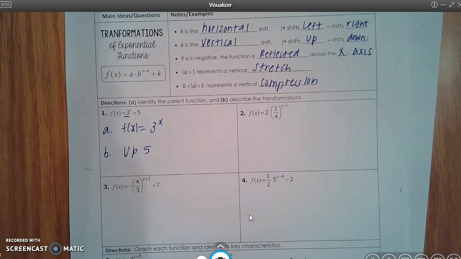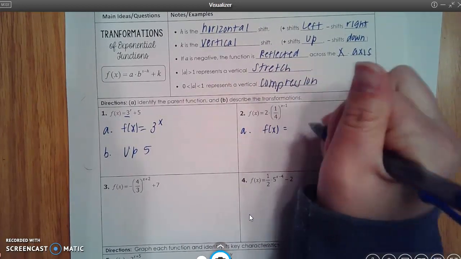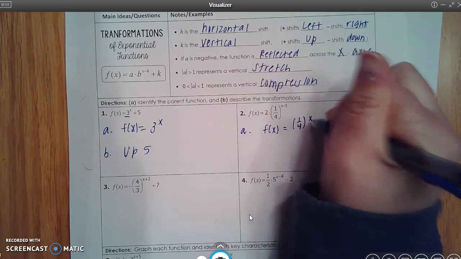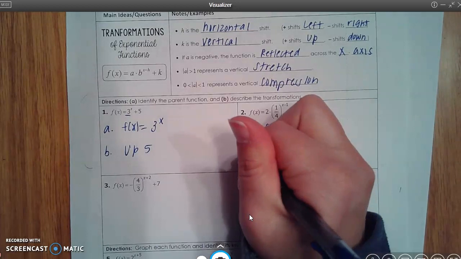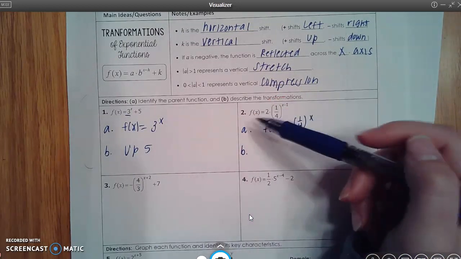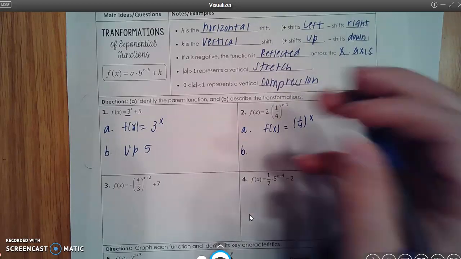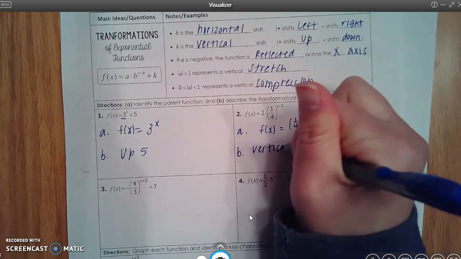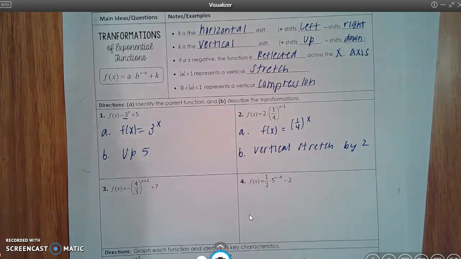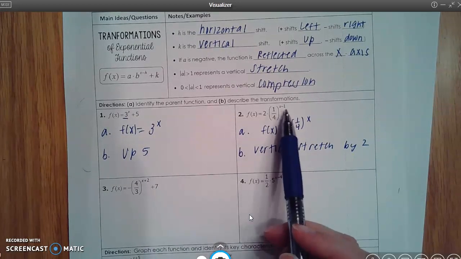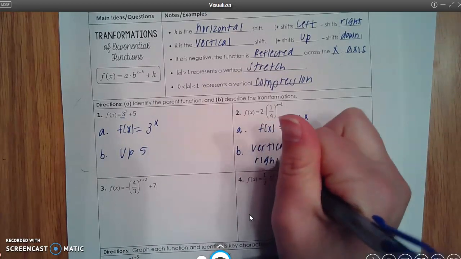Okay. Number 2, my parent function is just whatever is being raised to your exponent. So in this case, 1/4 to the x. I ignore any number out front, exponent, or out back. So that means for my transformation, I have a 2 out front. 2 is positive, so there's no reflection. And then 2 is greater than 1, so we have a vertical stretch by 2. And that's it. Then I have this minus 1 up top. So if it says it's minus, we're going to go to the right 1.